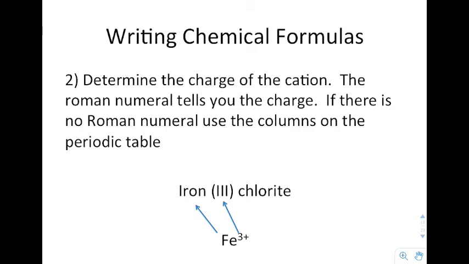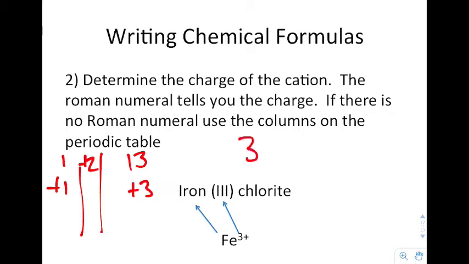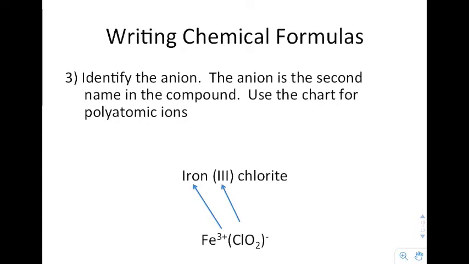Now, what you would generally do is you would follow the pattern. If it's in group 1, it'd be +1. If it was in group 2, it'd be +2. If it was in group 13, it'd be +3. But because iron is a transition metal, group 3 through 12, I need to read the Roman numeral. So I would say 3 is +3. Then I need to name the ion.